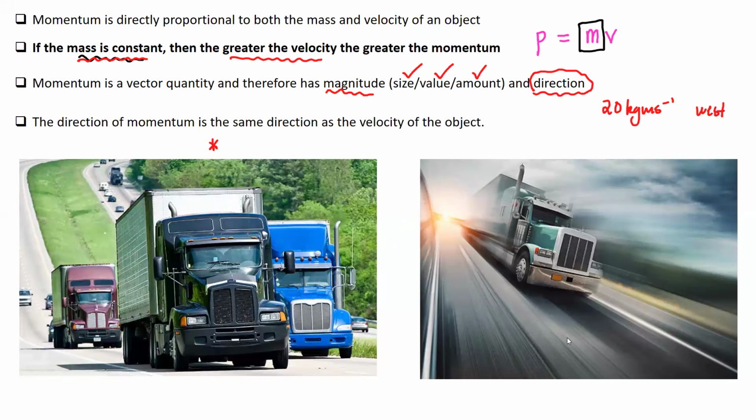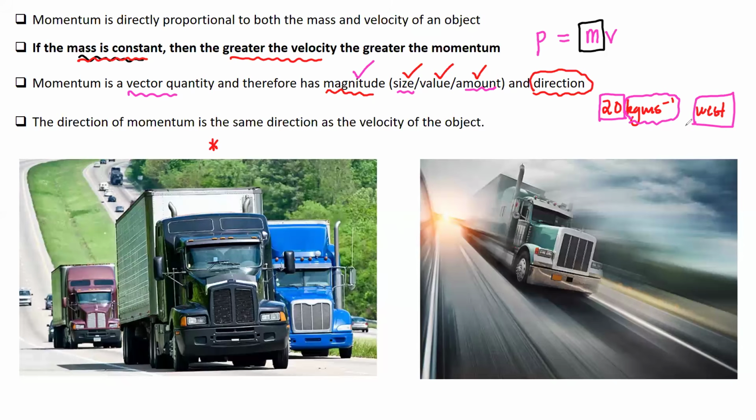Notice the following. The 20 is the value. The 20 is the amount. The 20 is the size, and rightly put, the 20 is the magnitude. Kilogram meters per second, those are the standard units for momentum. But because it's a vector quantity, we speak about its direction, which is west.